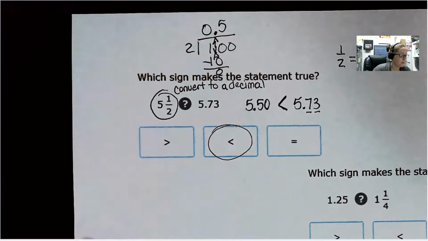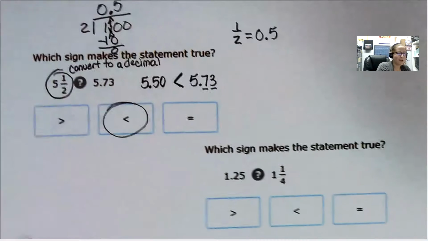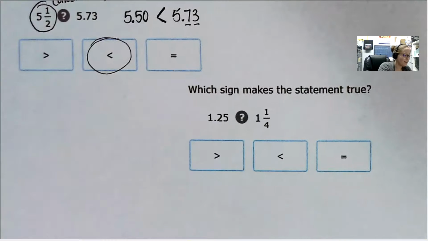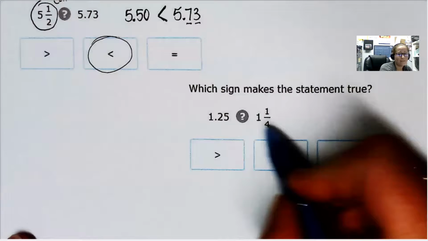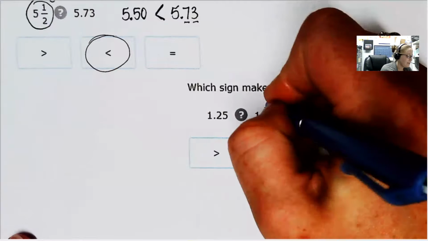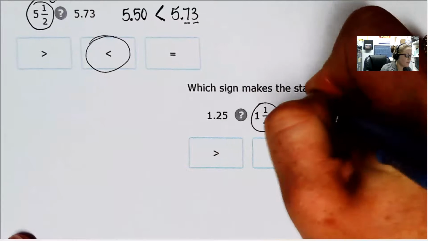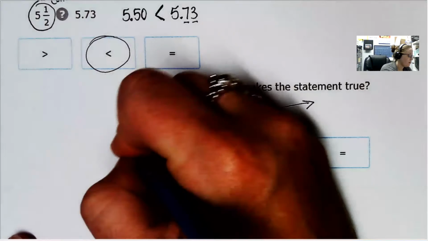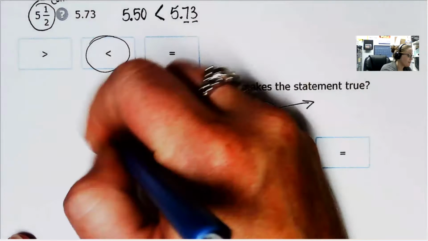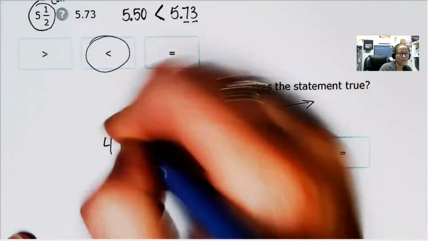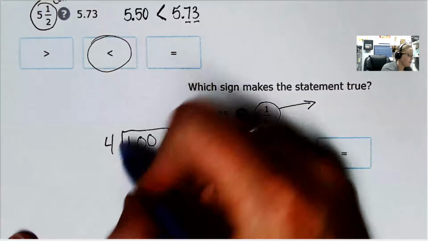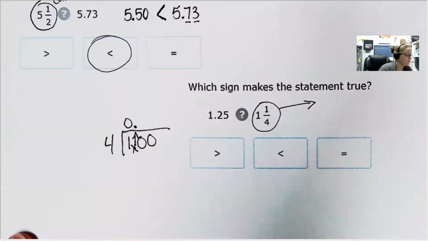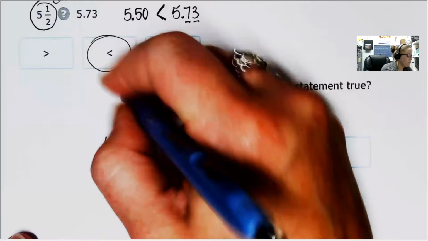Okay. And then just one more to finish this help video off. Again, we have a decimal and then we have a fraction. So we're going to take this fraction and convert it to a decimal. And you could do the same thing. We can say 1.0, we'll add 2 zeros, divided by 4. Okay, 4 goes into 1 0 times, bring up your decimal and then forget about it. 4 goes into 10 2 times.